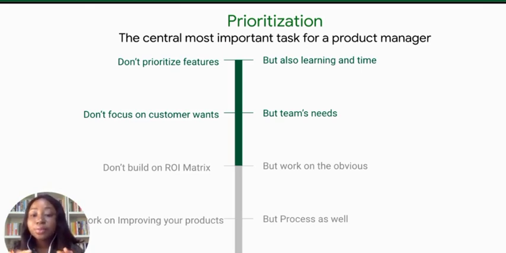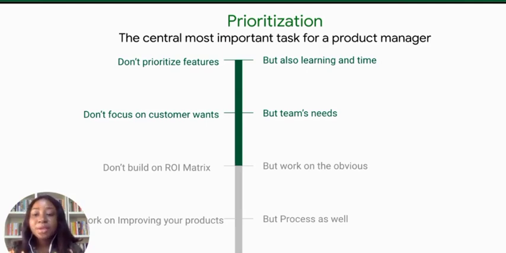Now the next thing is, don't build on a return on investment matrix alone, but work on the obvious. Truth is, while we are planning the sprint, trying to think of the features that should be built in a particular sprint, we might miss out some features that, when we eventually start building in that sprint, we'll realize, okay, this is an obvious feature that we should have in this sprint.